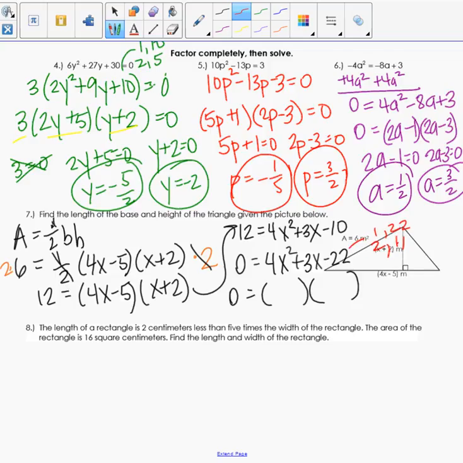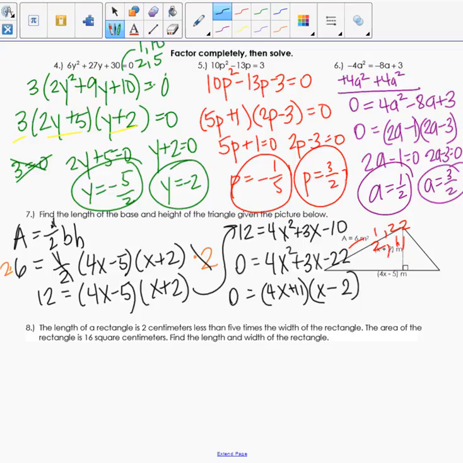And my only factors of 4 are 1 and 4, or 2 and 2. I am going to go with 1 and 4, so 4x and x. Then I'm going to use my 2 and my 11, because 4x times 2 is 8. That's negative, and that's positive. 4x times x is 4x squared. -8 plus 11 is 3. 11 times -2 is -22, which is what I wanted.